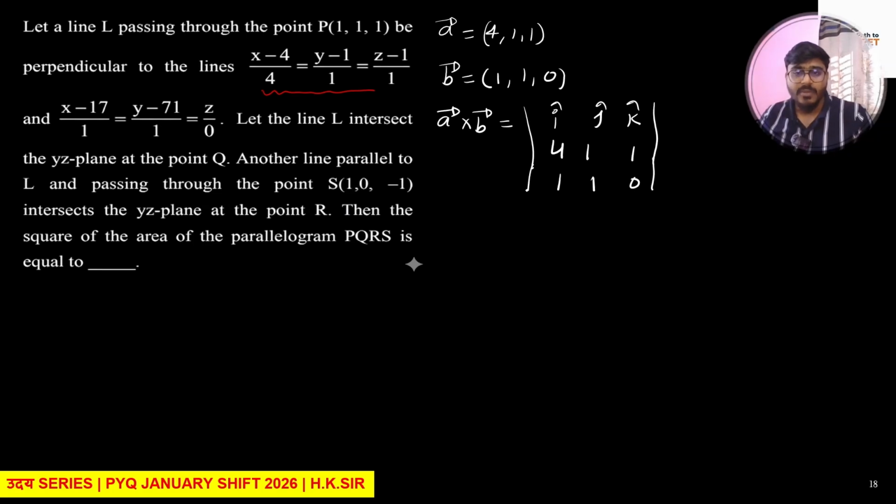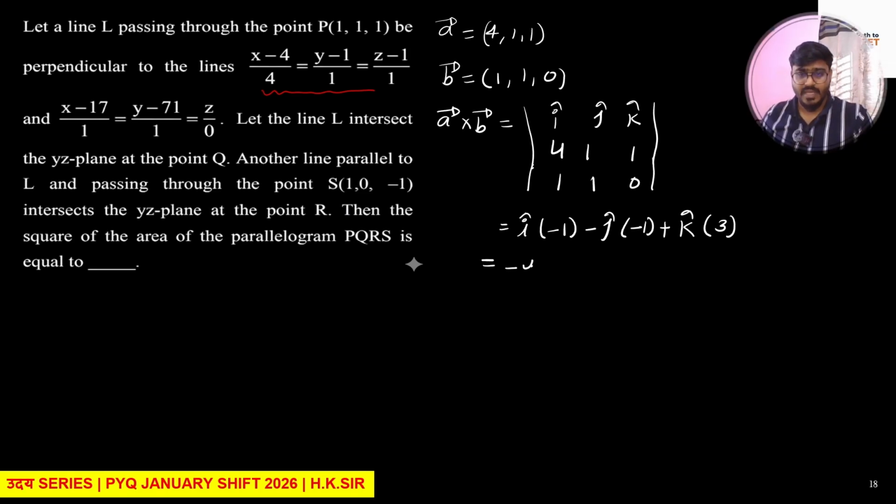Now open this determinant. So when you open this determinant, i cap into 0 minus 1, so minus 1, minus j cap into 0 minus 1, plus k cap into 4 minus 1, 3. So this is the direction vector of the line. So equation of line we can write now. Direction vector is this one, point is this one. So direction vector is minus i cap plus j cap plus 3k cap.